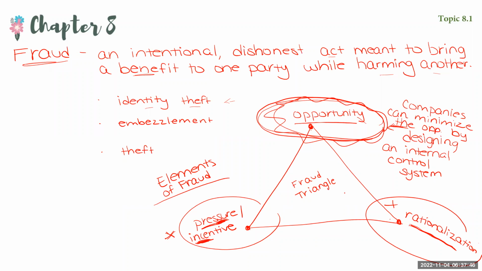Okay, so we said the fraud triangle, all these elements are normally present if fraud occurs, and really the company should focus on minimizing opportunity. So how they can do that is by developing internal controls. And we said that's actually now a requirement that public companies have an internal control system. So let's define internal controls first.